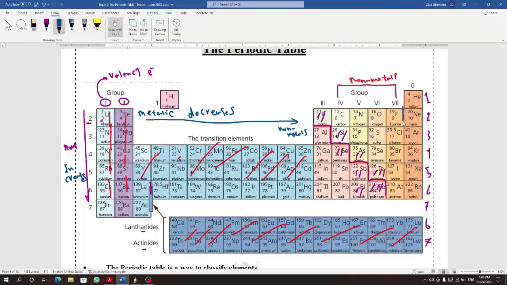Now in the non-metals, going down the group, the non-metallic property decreases, meaning that the highest non-metallic property is fluorine. Fluorine is the strongest non-metal of them all. So chlorine has a higher non-metallic property than bromine, and bromine has a higher non-metallic property than iodine.